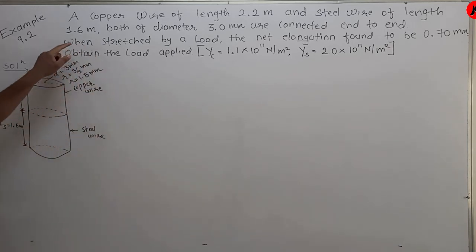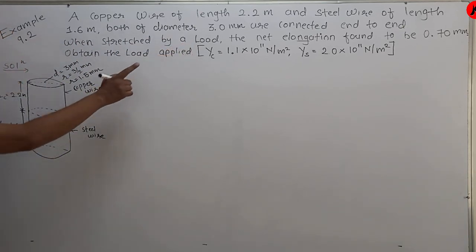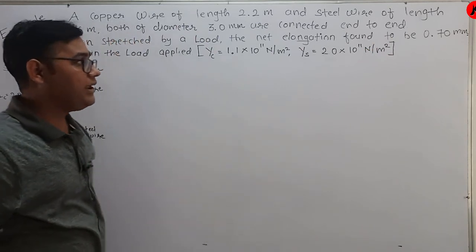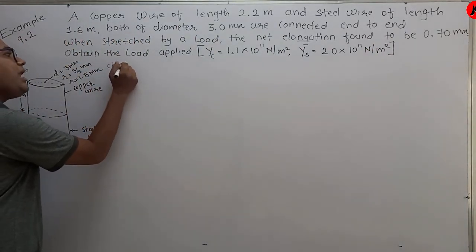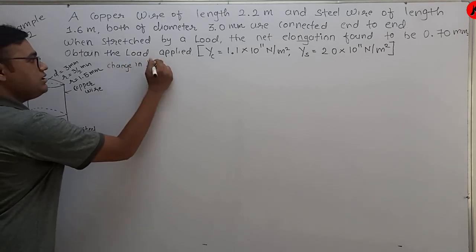Now, when stretched by a load, the net elongation is found to be 0.70 mm. Net elongation means change in length.